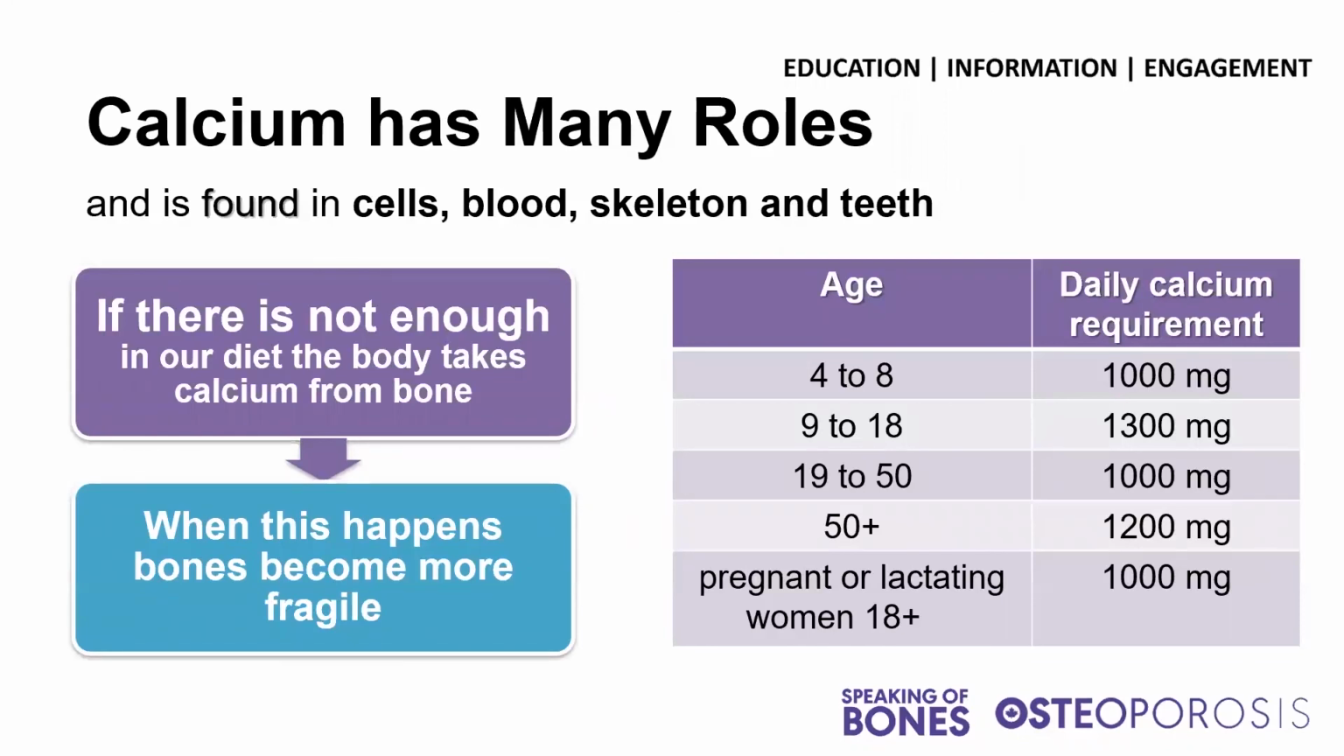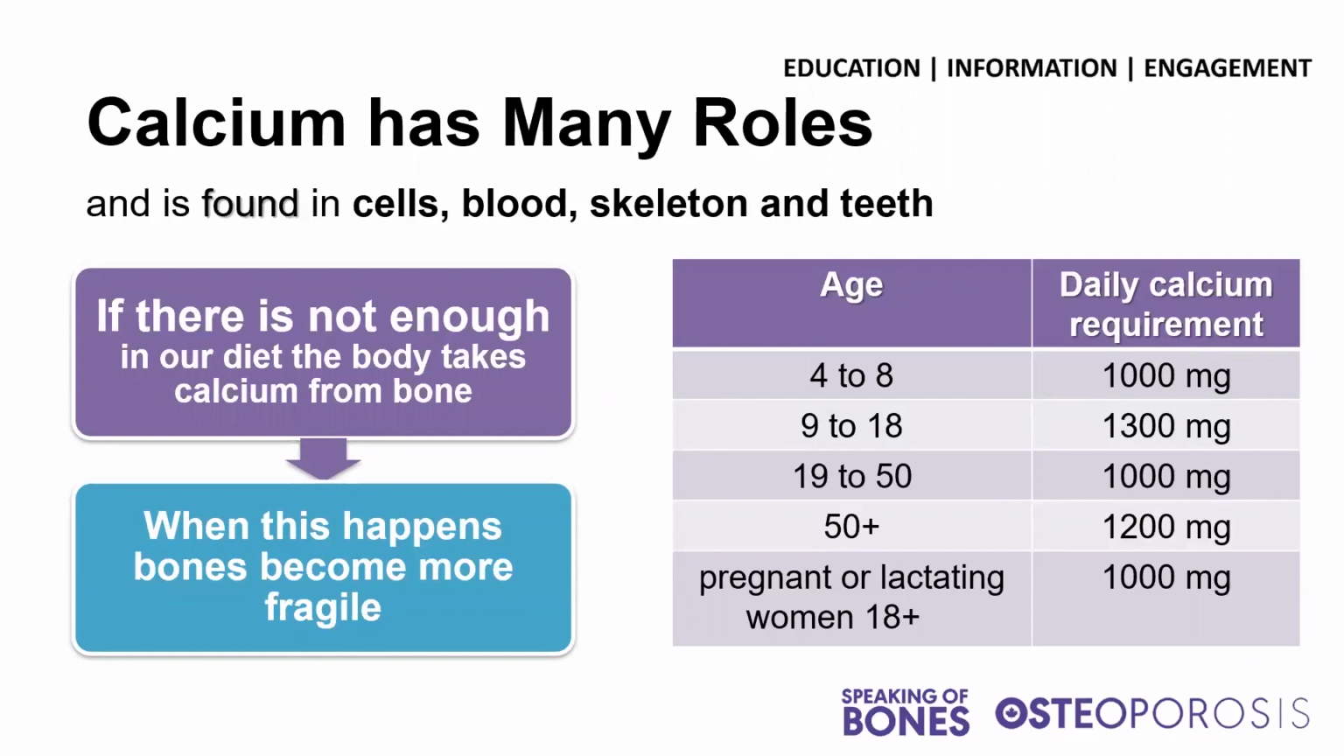So we'll start with calcium. Calcium has many roles throughout your body. It's found in cells, in blood, in your bones, of course, and teeth. Bone is the place where the body stores most of the calcium. So 99% of the body's calcium is found in bones and teeth.